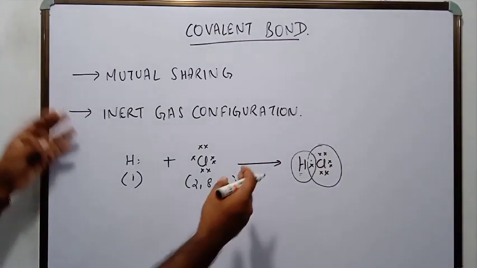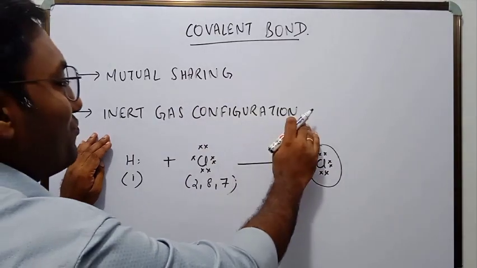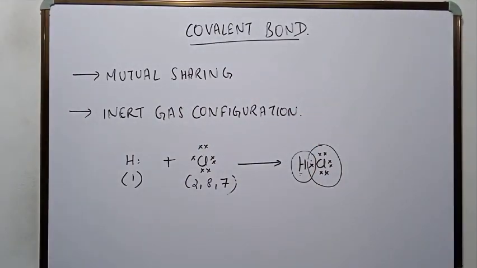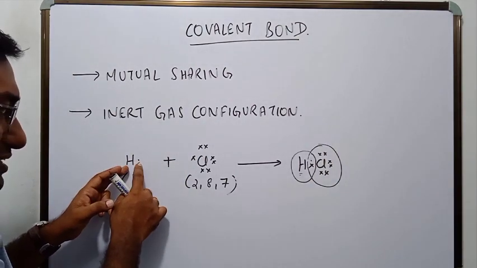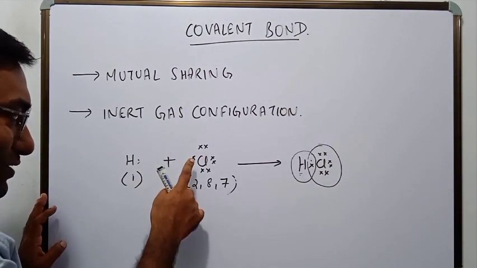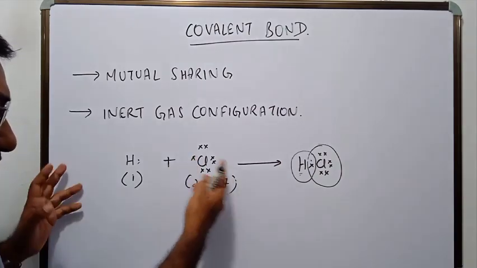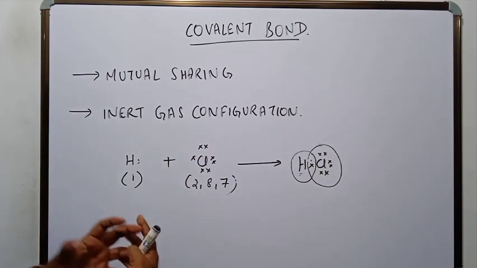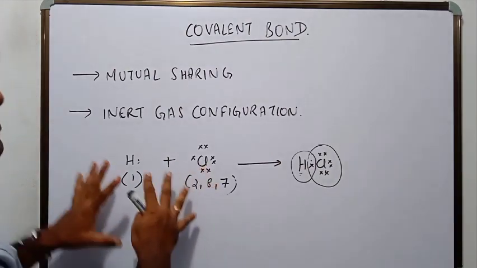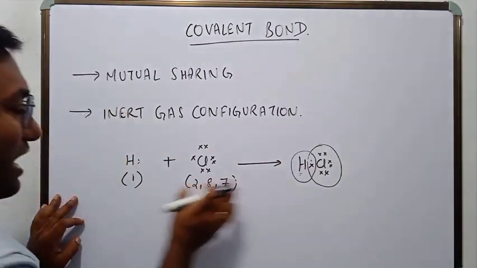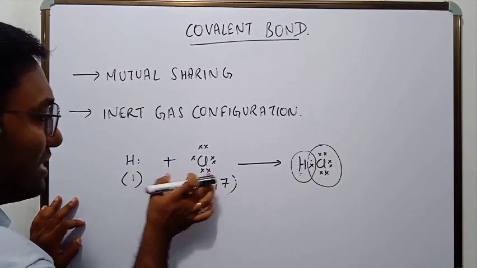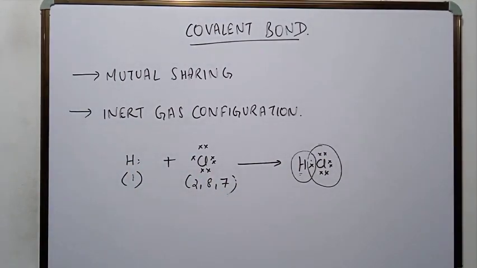This happens so that they can attain inert gas configuration, and why they go for it we have discussed: the nucleus of each is short of one more electron. So they go for mutual sharing of electrons and they become stable. The molecule is more stable as compared to these atoms when they exist independently.